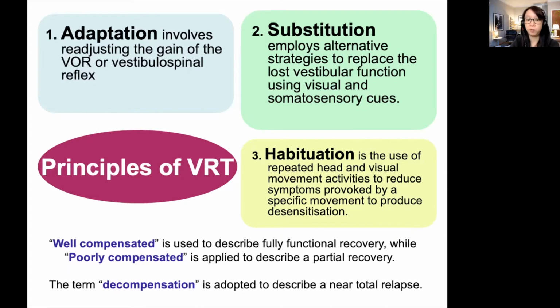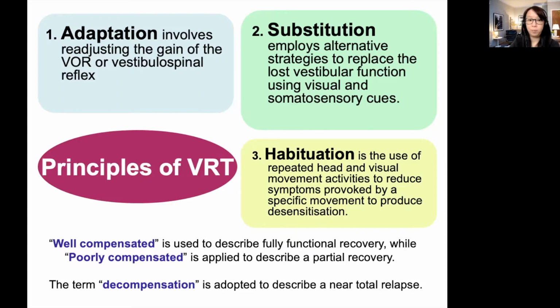The third method is habituation, where the use of repeated head and visual movement activities is used to reduce the symptoms provoked by specific movement to produce desensitization. So in this case, it is not to replace, it is not to improve a function, but it is movements which make you feel less uncomfortable. So it's all part of desensitization.